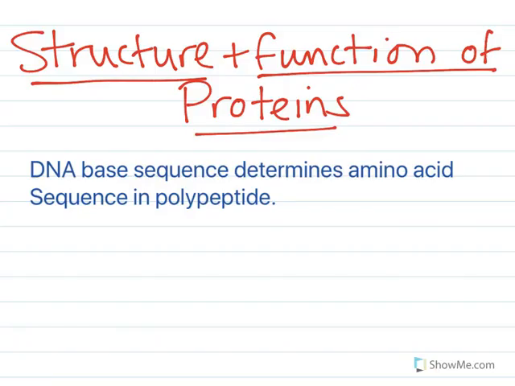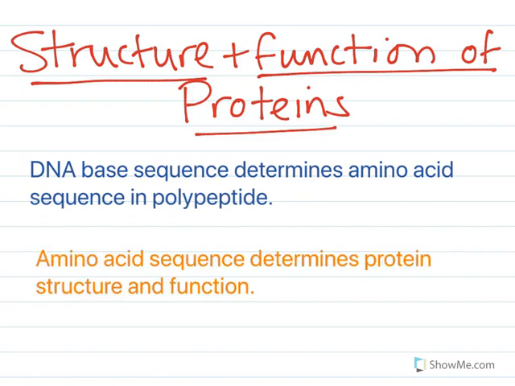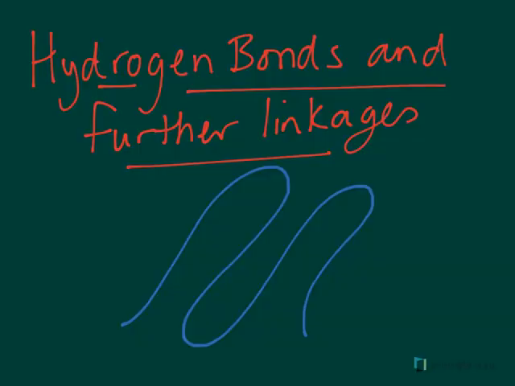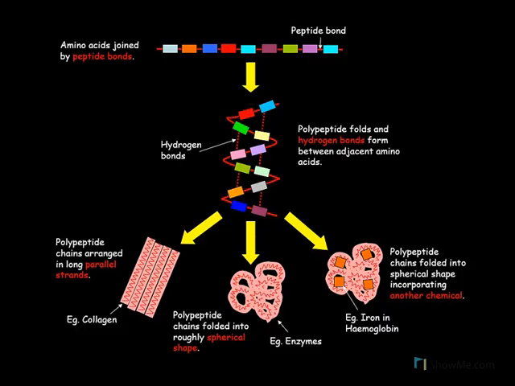Now, if we look at the structure and function of proteins, you know that the DNA base sequence determines amino acid sequences in polypeptides. Amino acid sequence determines the protein's structure and function, and that genotype through gene expression plus various environmental factors can influence the phenotype of the organism. Now, if we have a look at this chain of amino acids strung together after translation, intermolecular forces such as hydrogen bonds and other molecular links between amino acids such as sulfur bridges determine the final 3D structure of the protein and hence its function.